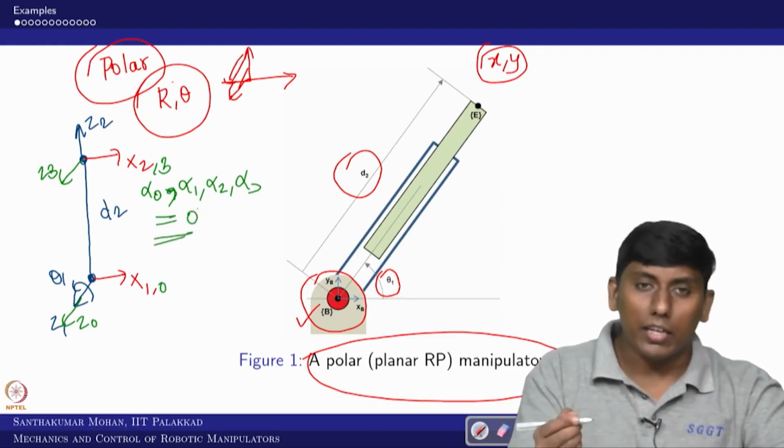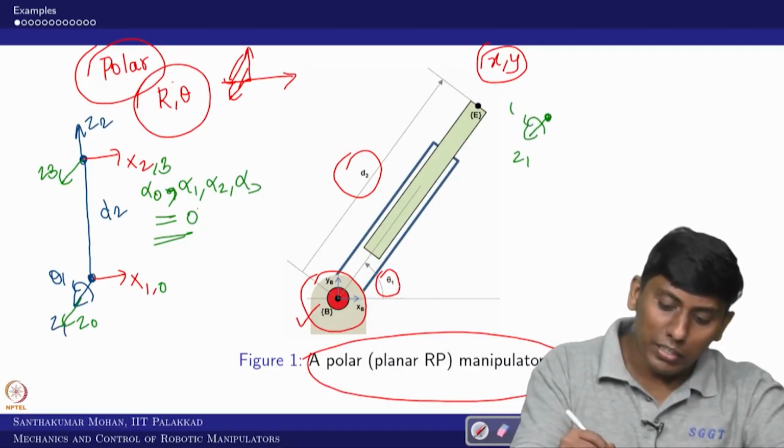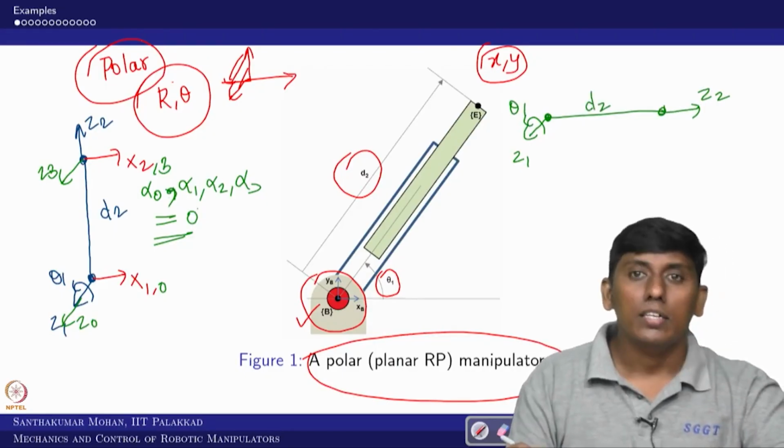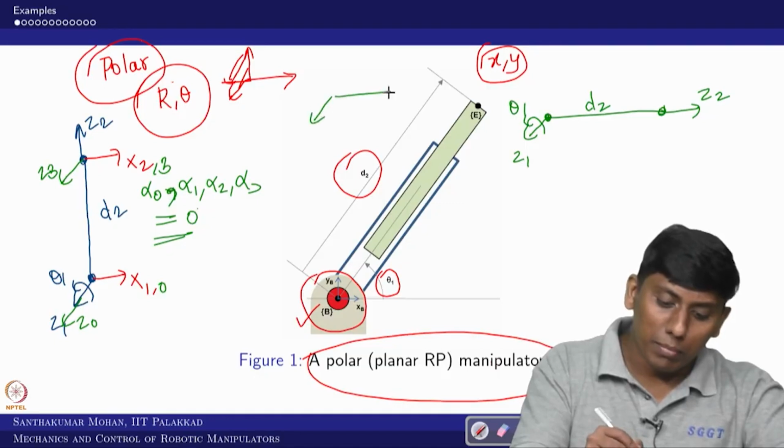Whereas, the other conventional method says you can start with Z1, which gives theta 1, and Z2, which is very much conventional, Z2 which is d2. So, in this case what is the plane containing? Z1 and Z2, this is the plane containing.